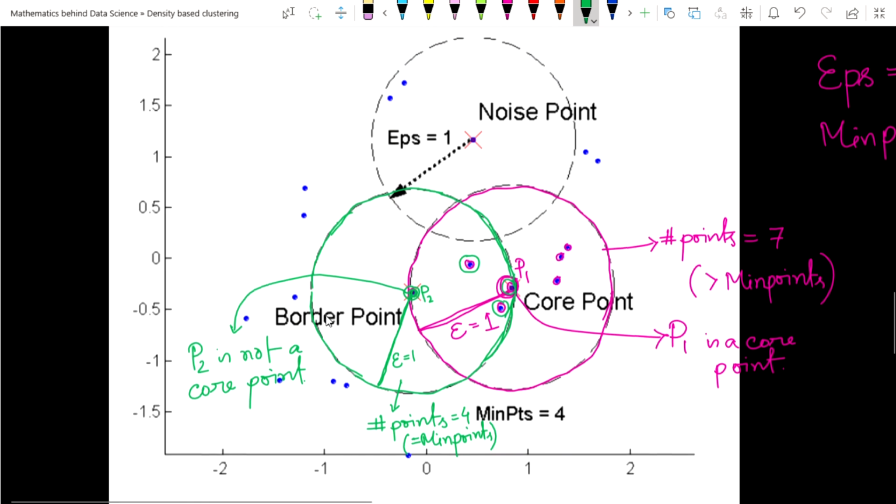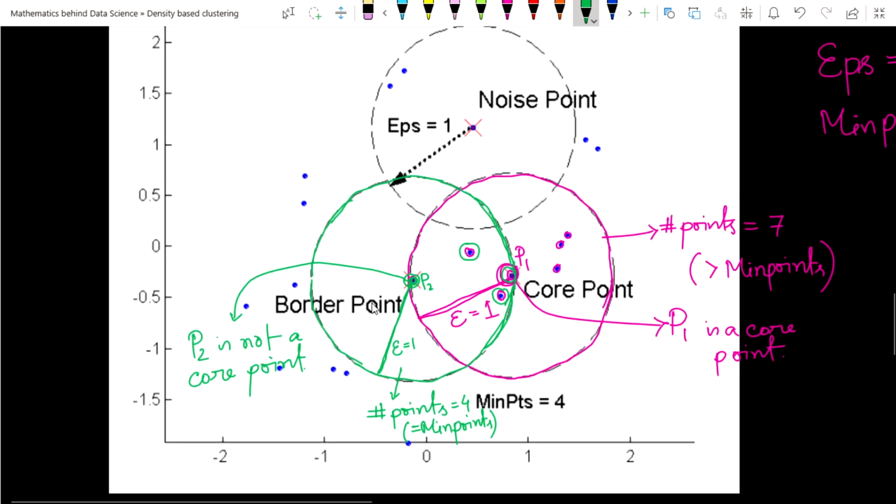P2 is not a core point. Now P2 must be a border point if it lies in the neighborhood of some core point. What is the core point here? P1 is the core point. Now let's try to find the radius between them. I'm using the red color. Just see the red color, the radius between these. If you just find the radius, just see the radius value.